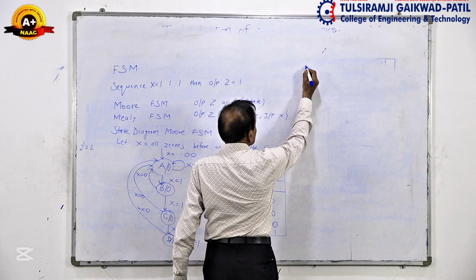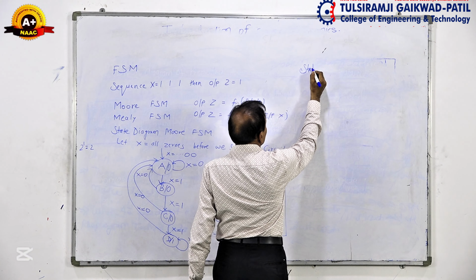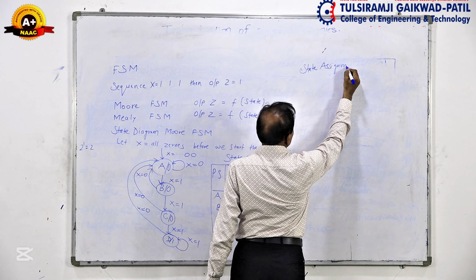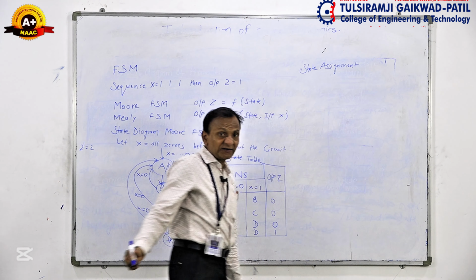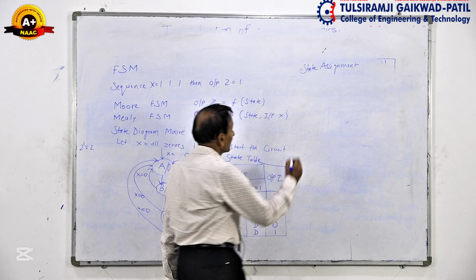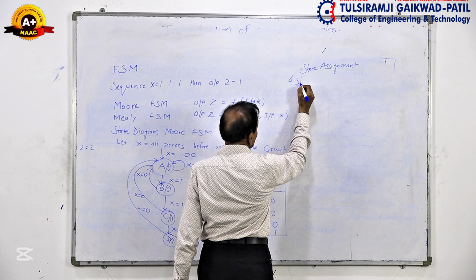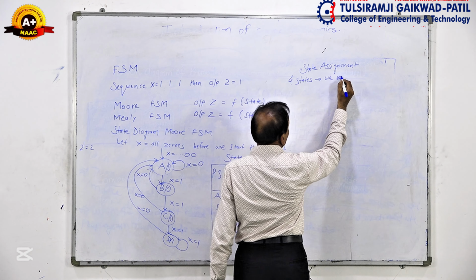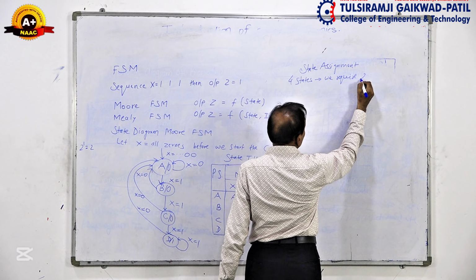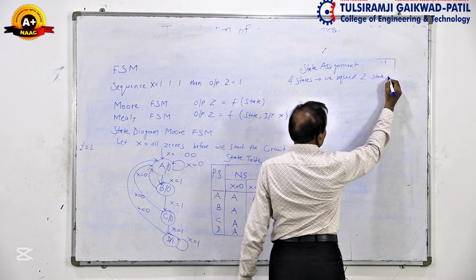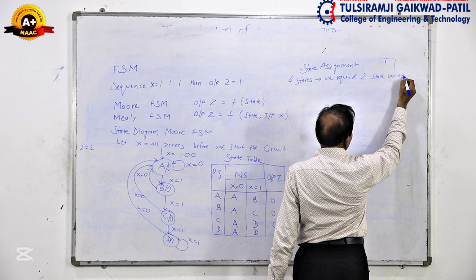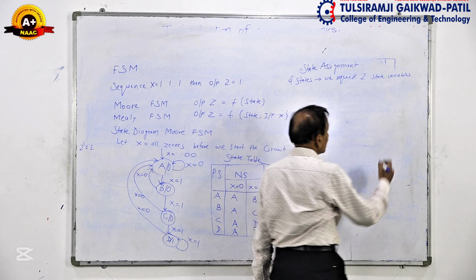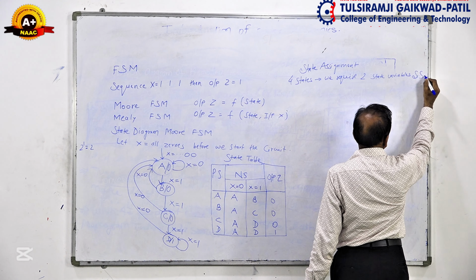Now the next step in the design is state assignment. There are 4 states A, B, C, D. So for 4 states, we require 2 state variables. Let us say the state variables are S1 and S0.